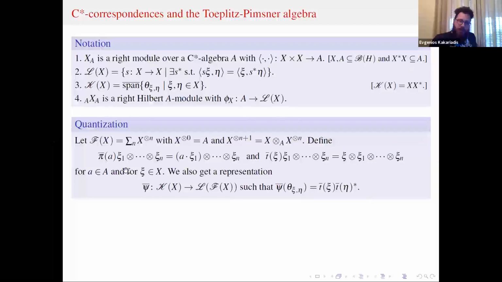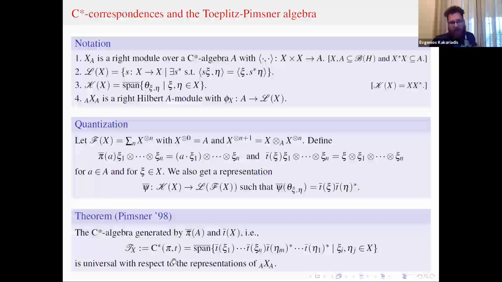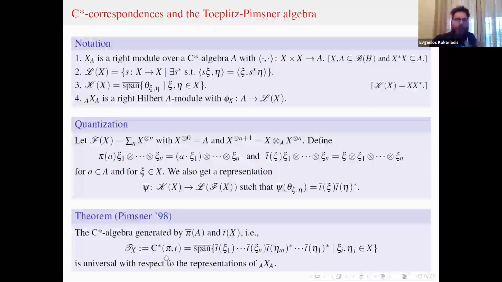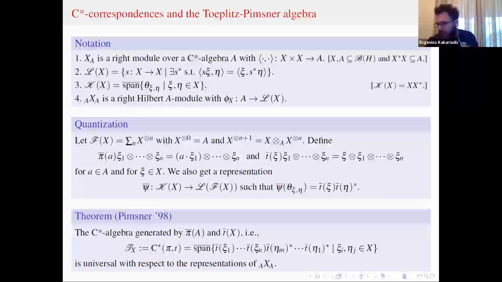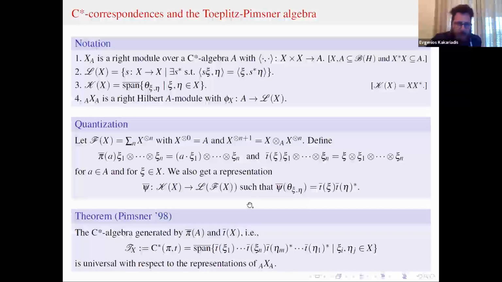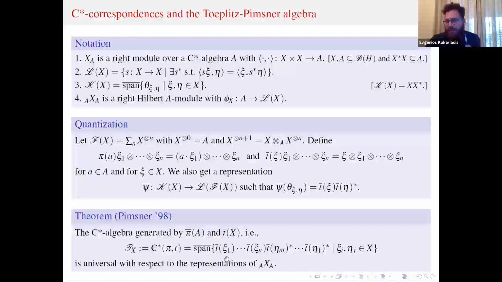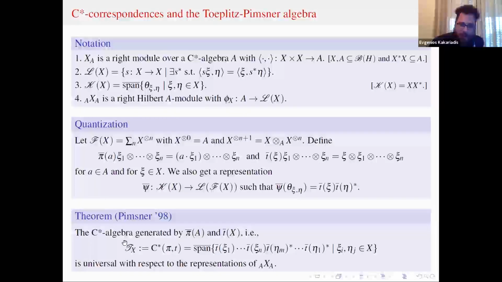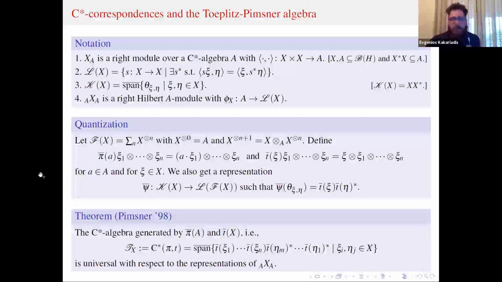Now, because you have a representation that preserves the inner product, the C*-algebra generated by pi and t, sorry, it should be overlined here and here, is actually the closed linear span of monomials of this form. So you take a bunch of xi's and then the stars of a bunch of etas. And back in '98, Pimsner realized that this construction contains as a subclass several examples. And you can show that this specific C*-algebra is universal with respect to all representations of _AX_A, in analogy with the Toeplitz algebra of a graph.